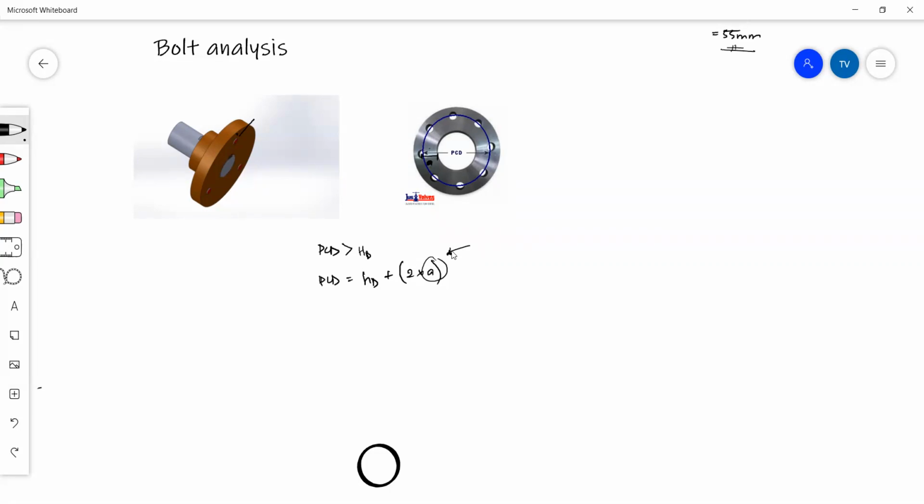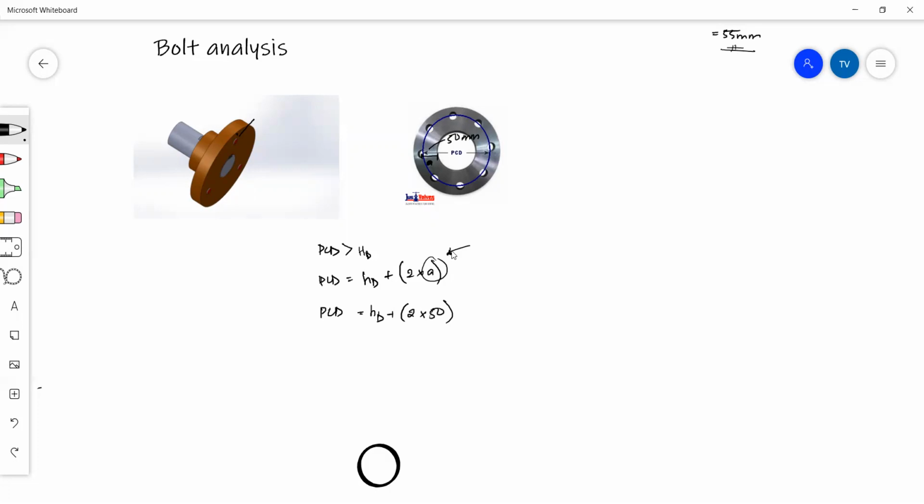So if you say that you want to leave a distance of 50 millimeters, you bring that down here, and now your PCD is your hub diameter plus 2 times 50, and that'll be your PCD. All right. Okay, once you have your PCD, you can go about solving either for your number of bolts or your size of bolts.